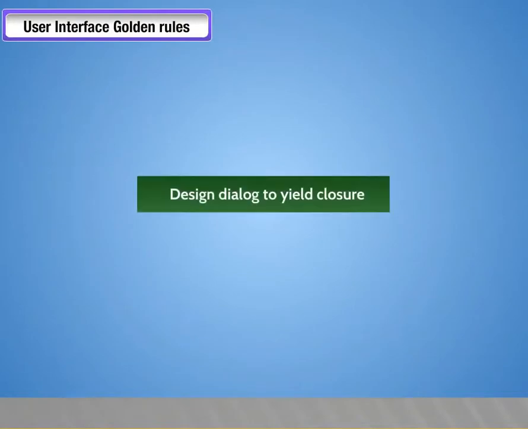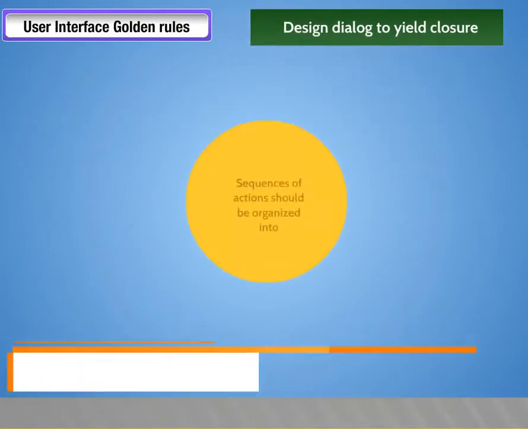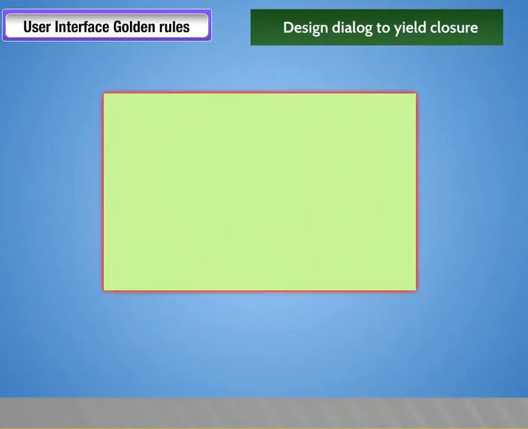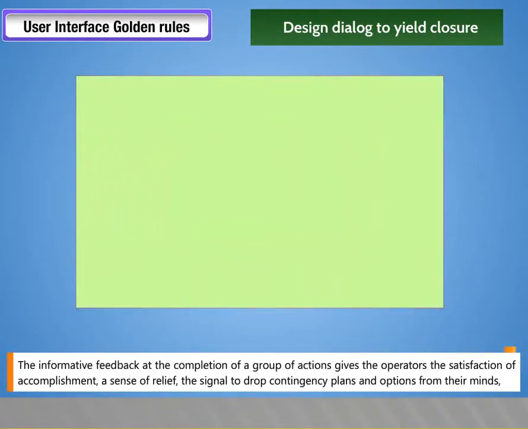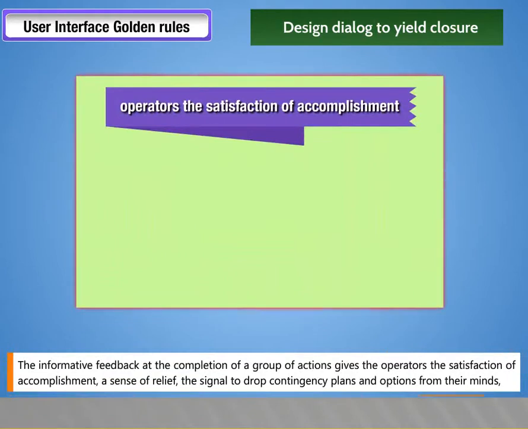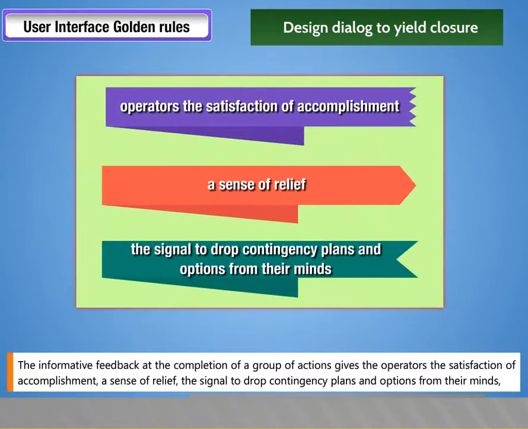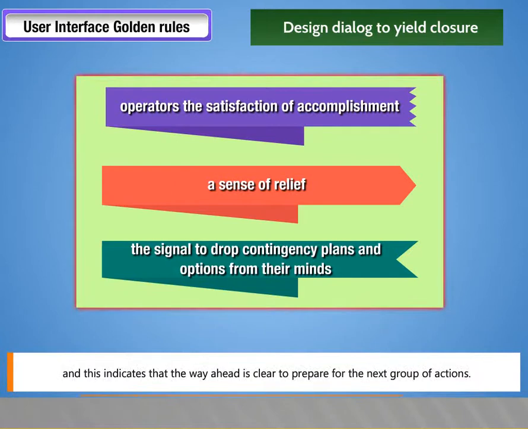Design dialog to yield closure. Sequences of actions should be organized into groups with a beginning, middle, and end. The informative feedback at the completion of a group of actions gives the operators the satisfaction of accomplishment, a sense of relief, the signal to drop contingency plans and options from their minds, and this indicates that the way ahead is clear to prepare for the next group of actions.